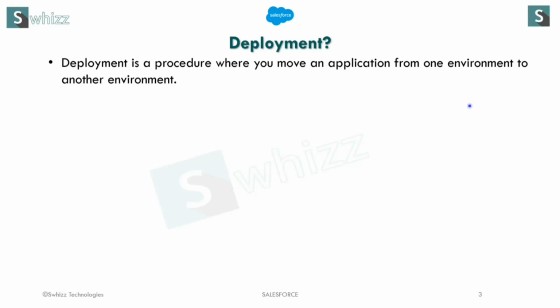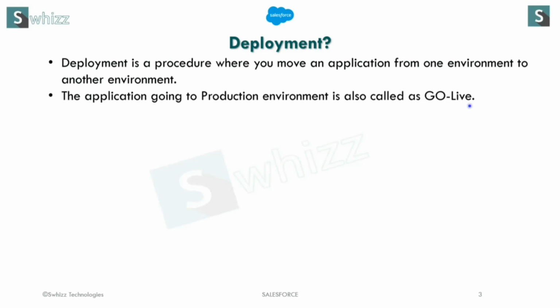So deployment is nothing but a procedure where you move an application from one environment to another environment. And the final deployment, that is, the application going into the production environment, is also called go live. Okay, let us see a couple of pictures to help you understand what deployment is exactly.